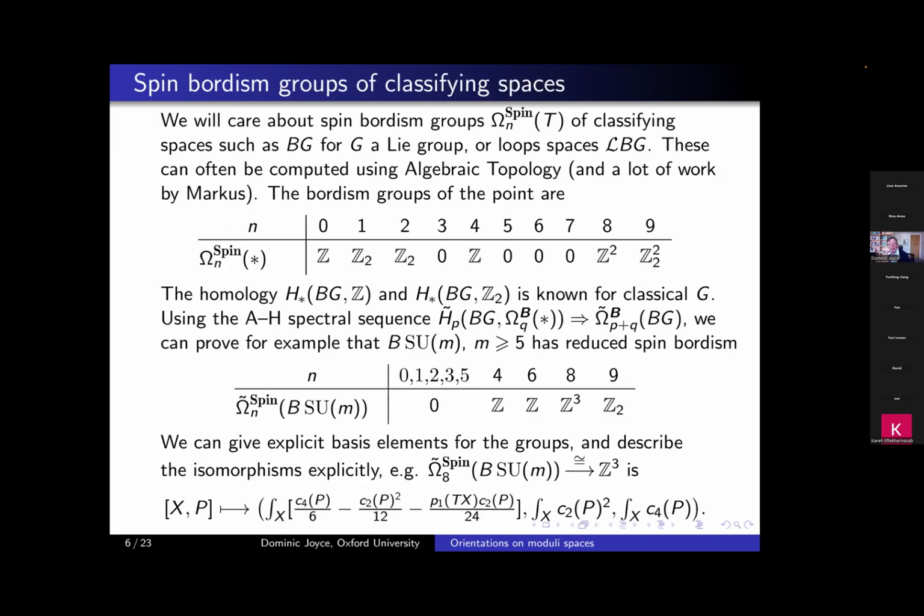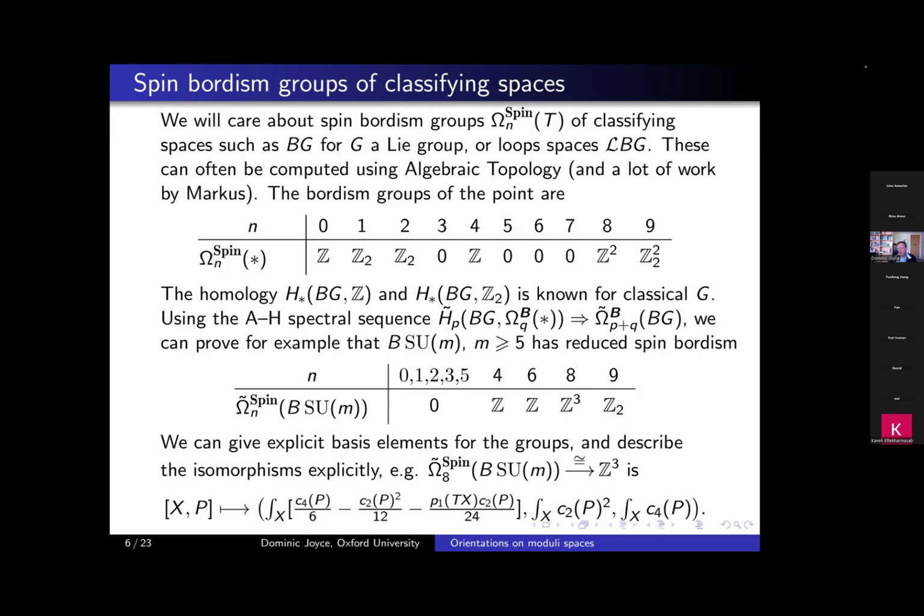So let's talk about spin bordism groups of classifying spaces. For example, if G is a Lie group, it has a classifying space BG, which is a topological space, natural up to homotopy equivalence, such that principal G bundles on a topological space are essentially the same thing as maps from the topological space into BG up to isotopy. So we're going to care about spin bordism groups of T when T is a classifying space such as BG, or possibly a loop space such as the loop space of BG. And you can compute these using algebraic topology.